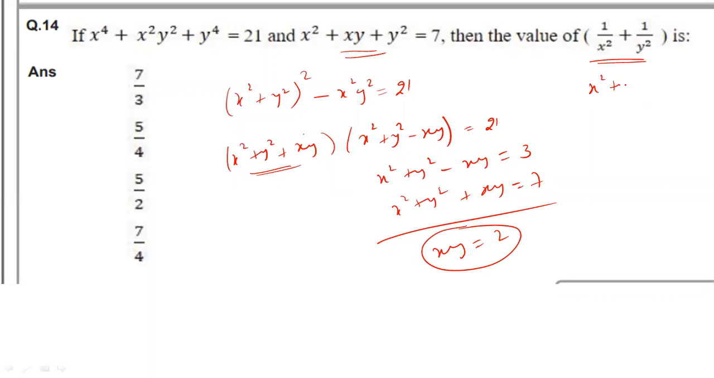He is asking (x square plus y square) by (x square y square). So x square plus y square becomes 5, because 7 minus 2, by x square y square, which is this square, 2 square, 4. So our answer is 5 by 4. Yes, we have it here. And then we'll go into the next question.